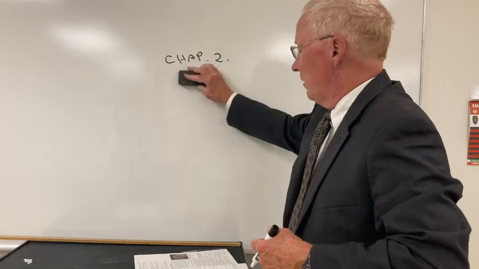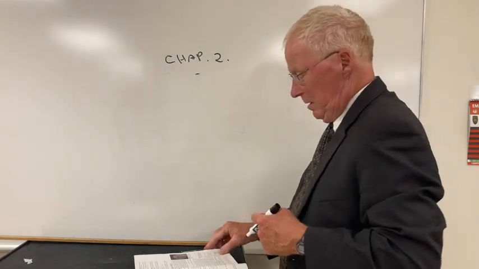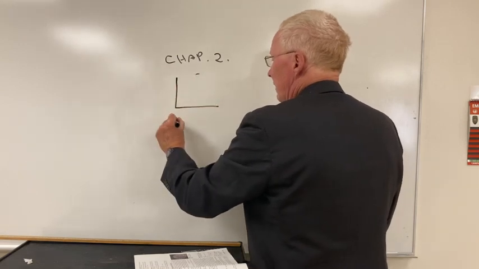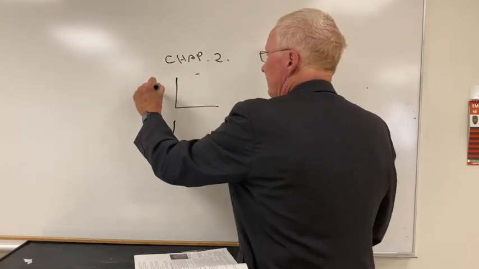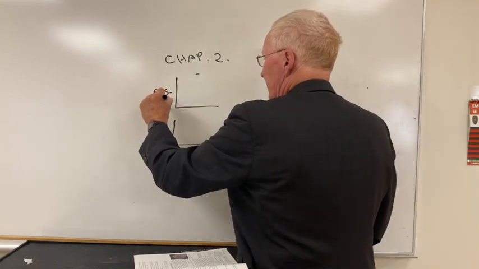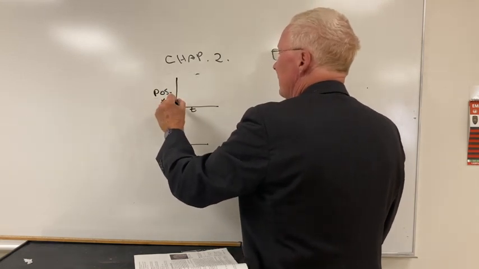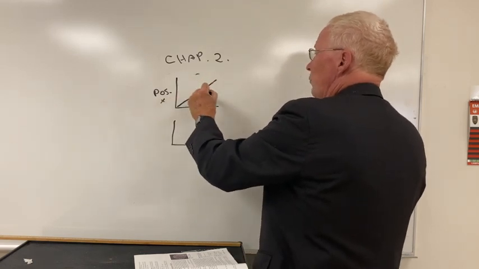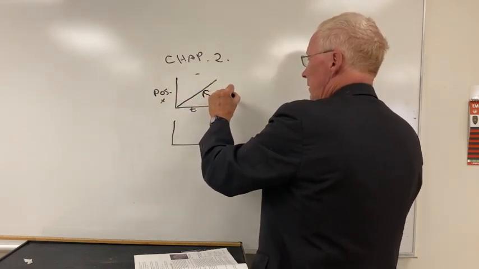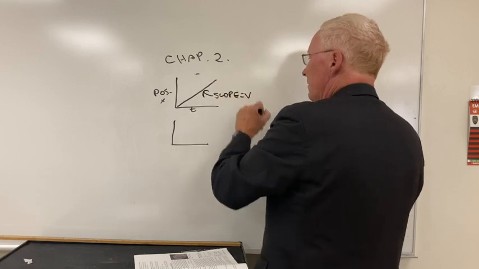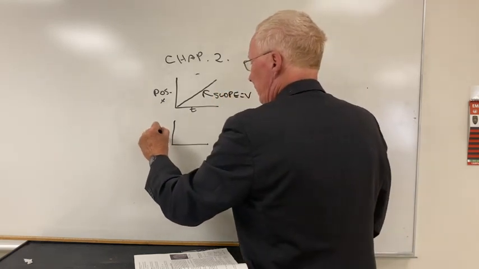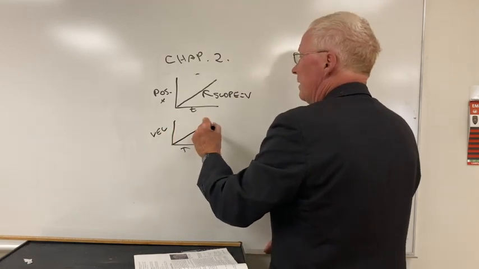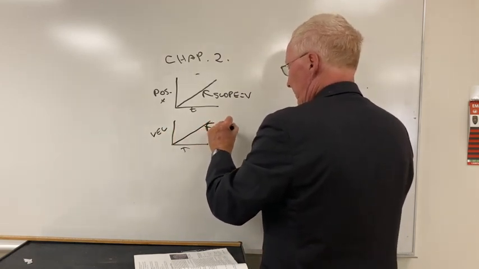The second part on chapter 2, again, dealing with graphs. All right, so if you have a position, so x versus time graph, all right, what does the position mean? What does the graph mean? What is the slope? Again, the slope is the velocity. If you have a velocity versus time graph, all right, what does that mean? And the slope is the acceleration.